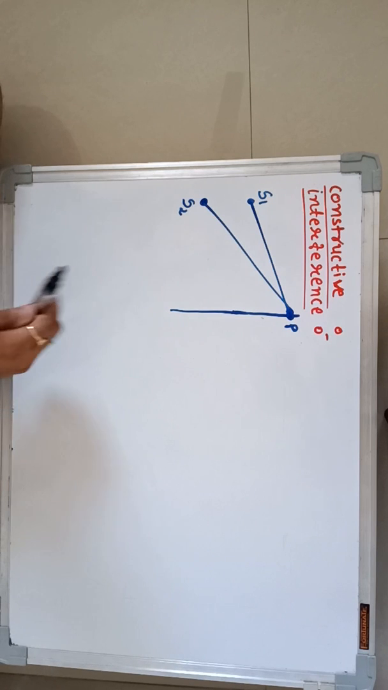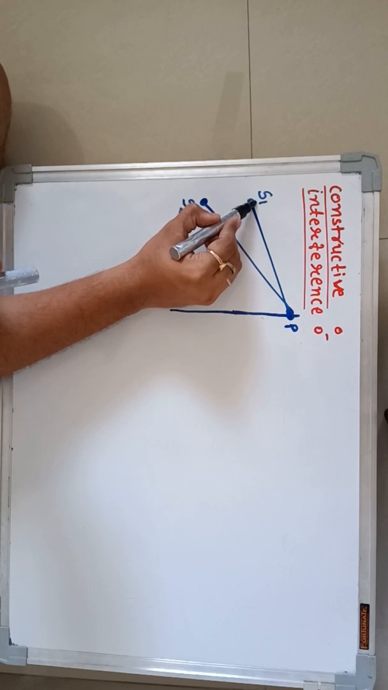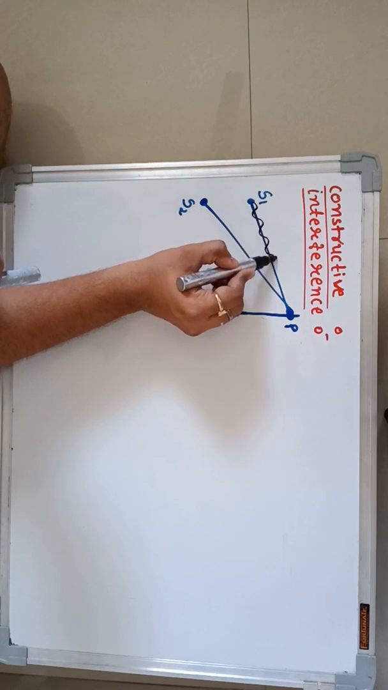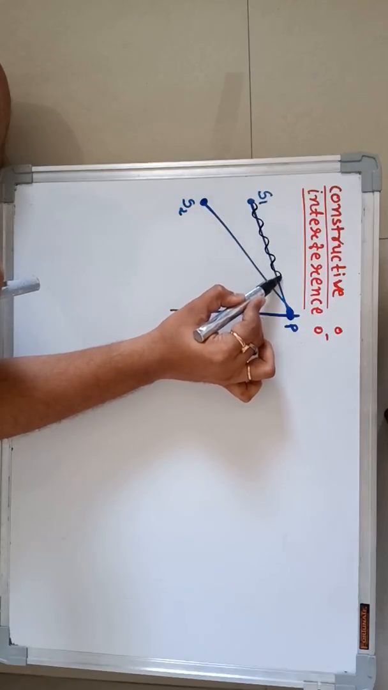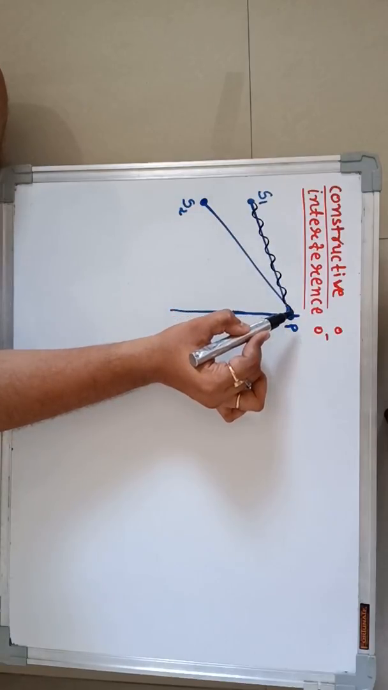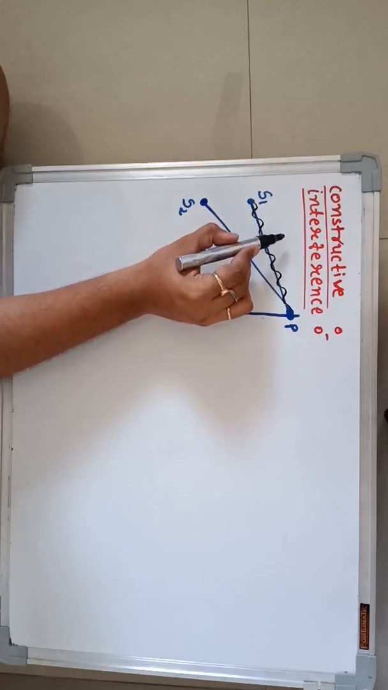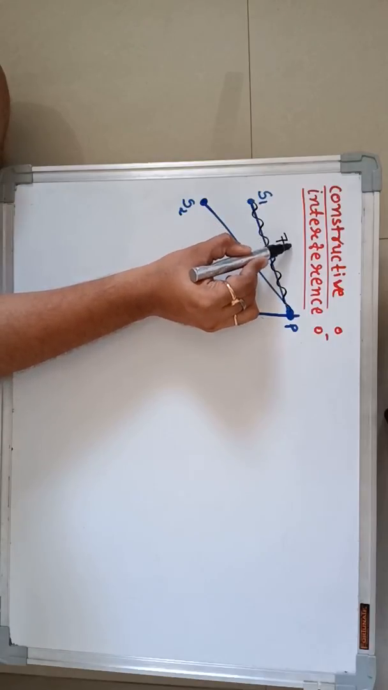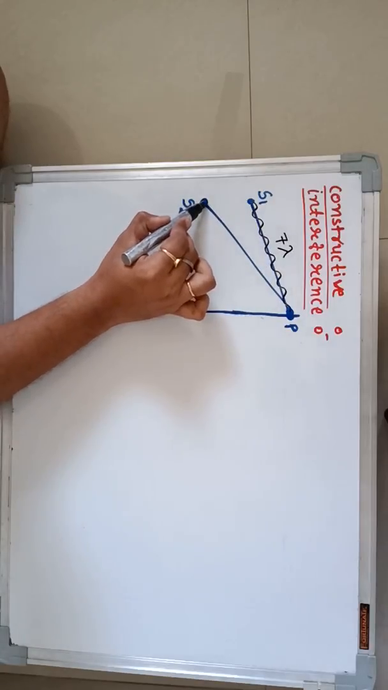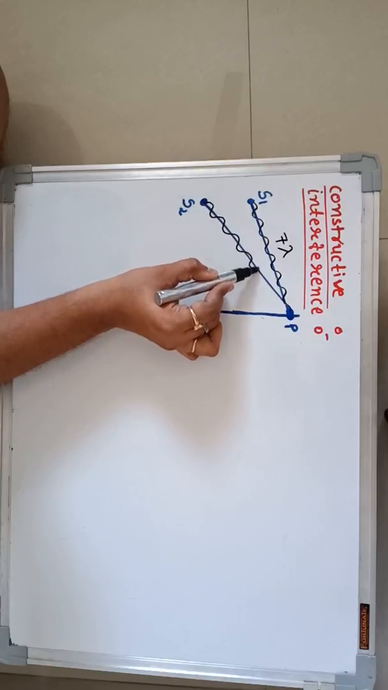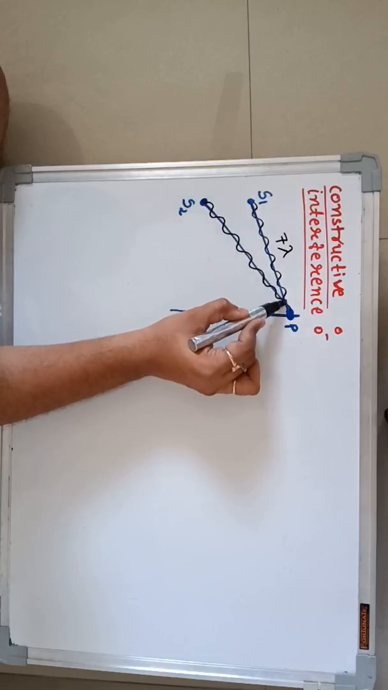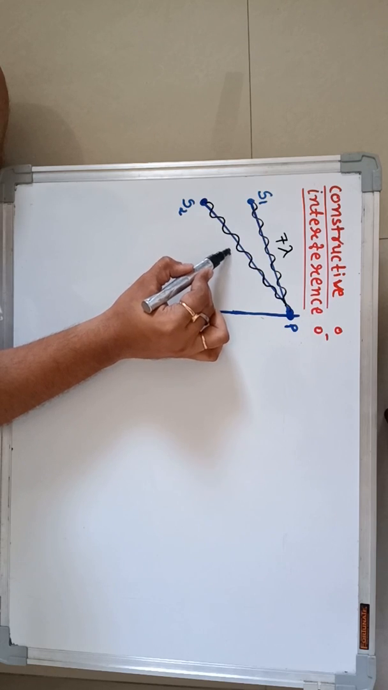So the waves from S1, we take the path 7 lambda, and from S2 we take the path 9 lambda.